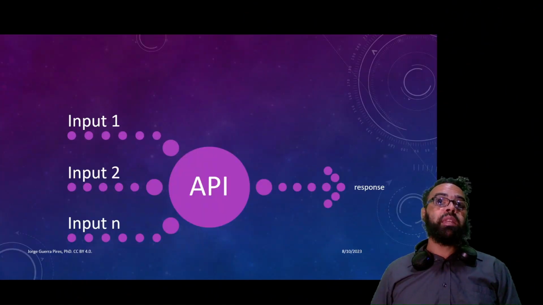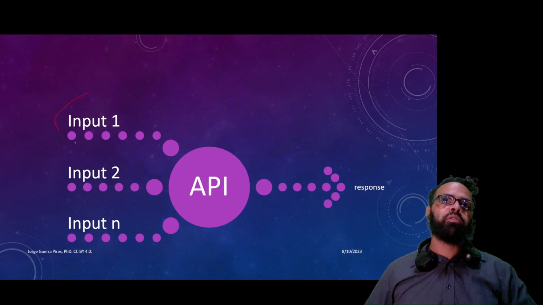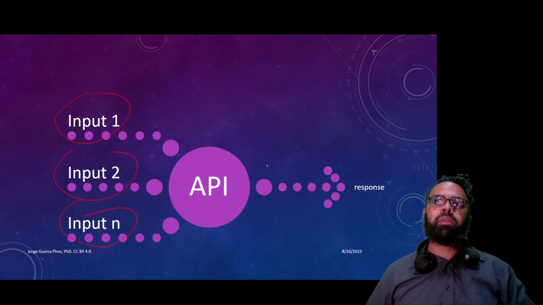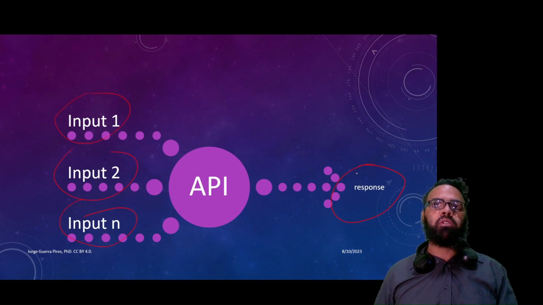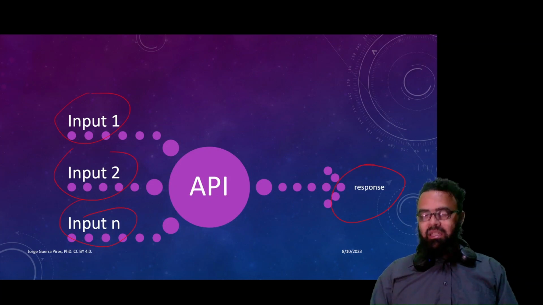So how is an API going to work in general? There are several types of APIs, but in general, APIs have a couple of inputs that you should give to them. The API should then give you a response. It can be anything. In the case of ChatGPT, I think I can give an example.